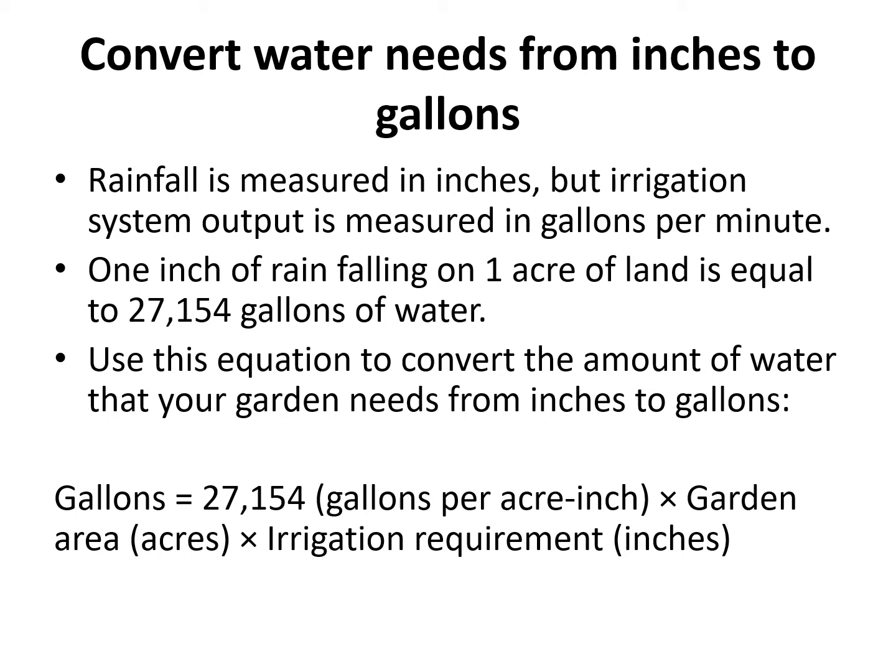All right, next you need to convert water needs from inches to gallons. Rainfall is measured in inches, but irrigation system output is measured in gallons per minute. So 1 inch of rain falling on 1 acre of land is equal to 27,154 gallons of water. You need that number. Here's an equation to convert the amount of water that your garden needs from inches to gallons. The gallons equal 27,154, that's gallons per acre-inch, times your garden area, times your irrigation requirement in inches.